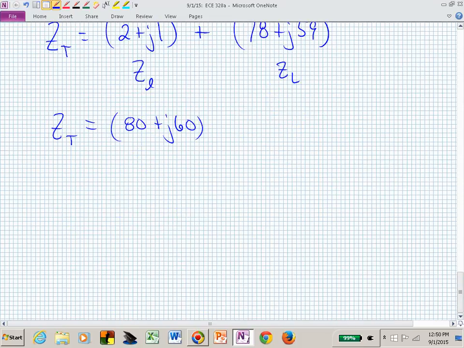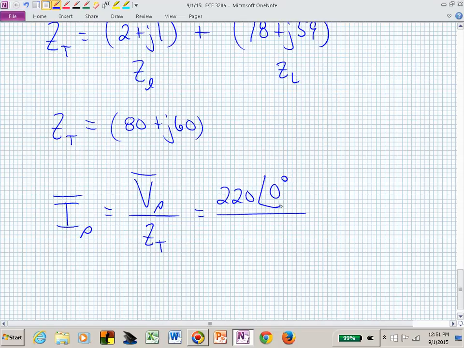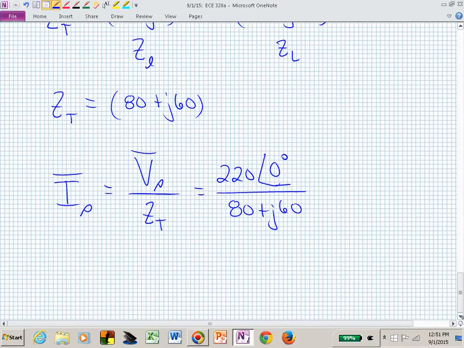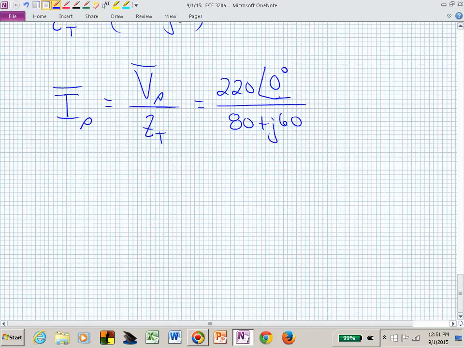We can now use that to find the current. That whole circuit was in series. The current's going to be the same through everything, through our source, through our transmission line, through the load. I sub S is now V sub S as a phasor over Z sub T. Using the RMS units that we had for our voltage, that's just 220 at an angle of 0.